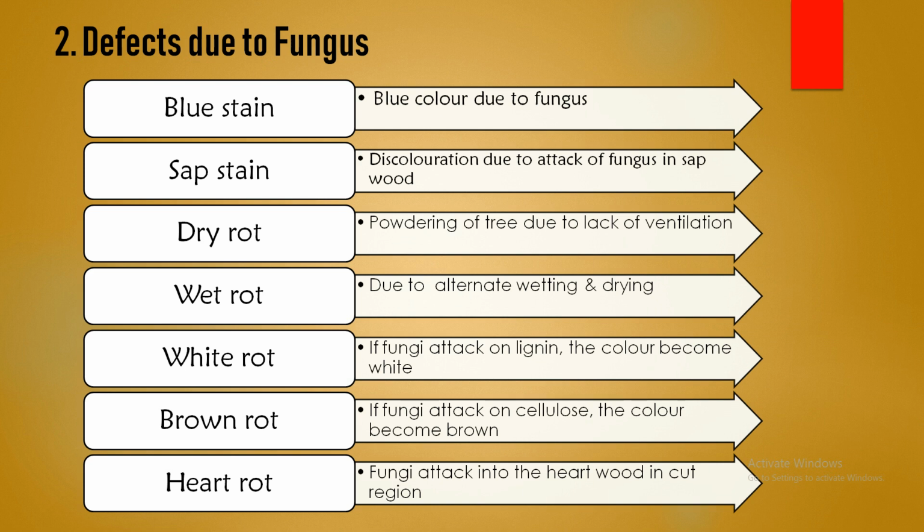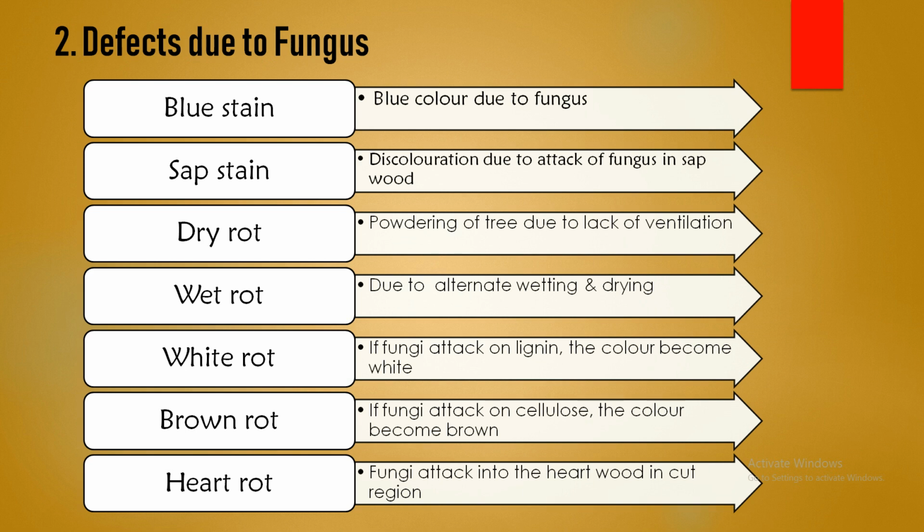The next is white rot. White rot means if a fungus attacks the lignin, the color becomes white. In a tree, there are 2 cells, that is lignin and cellulose. The color of the lignin is brown and the color of the cellulose is white. The lignin is giving the brown color to the tree. Hence, if the fungus attacks the lignin, the color becomes the color of the cellulose, that is white. It is called white rot.